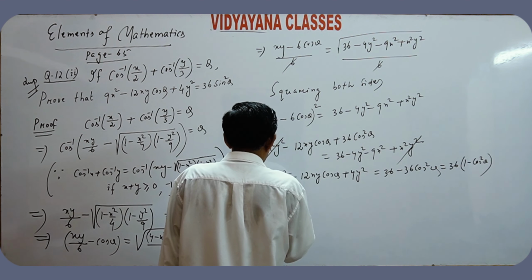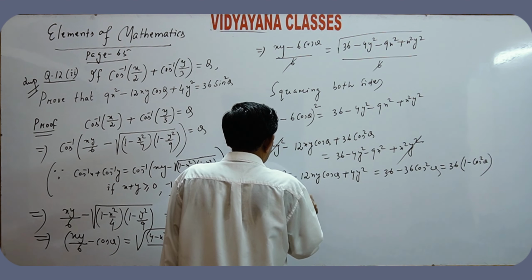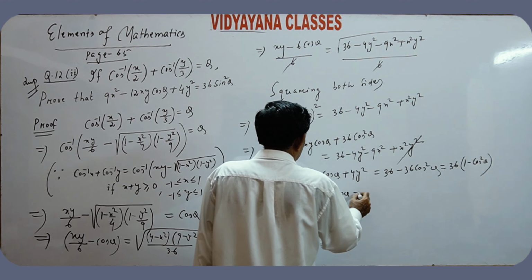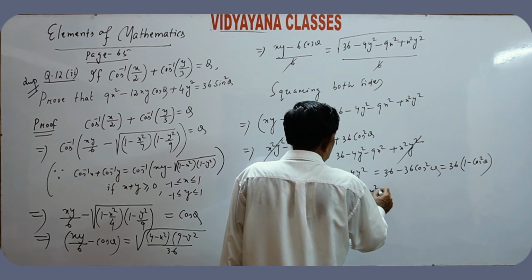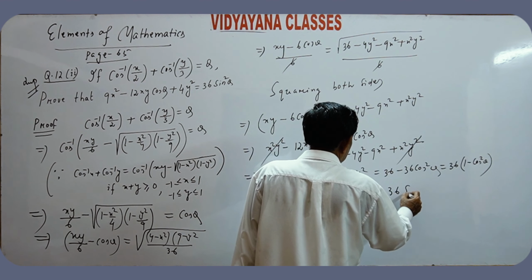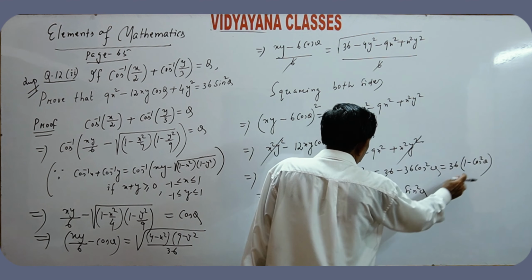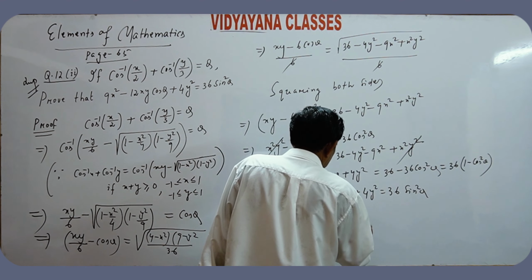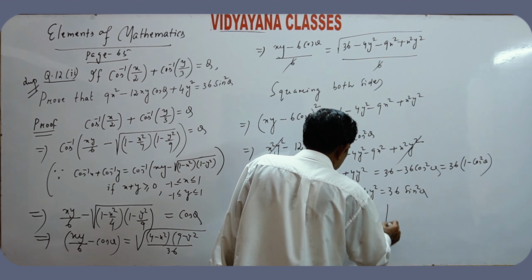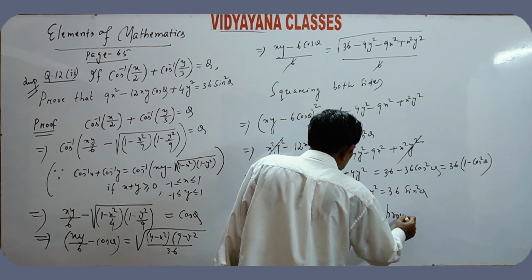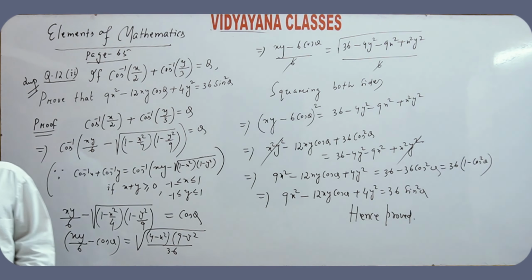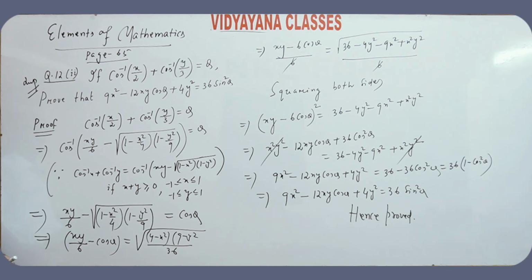which implies 9x square minus 12xy cos theta plus 4y square is equal to 36 sin square theta, as 1 minus cos square theta is equal to sin square theta. Hence proved. Clear? Okay. Note down.